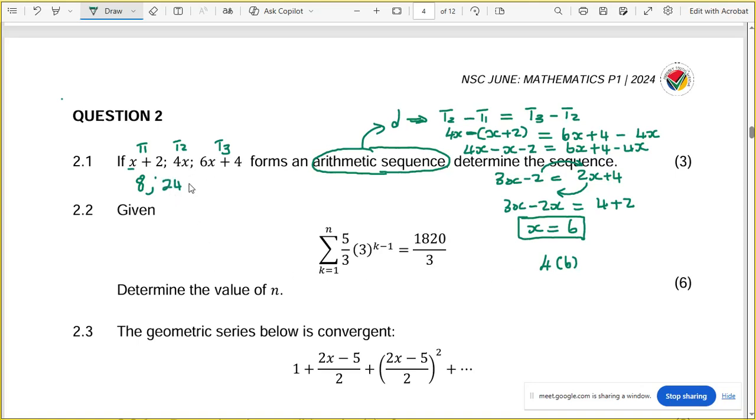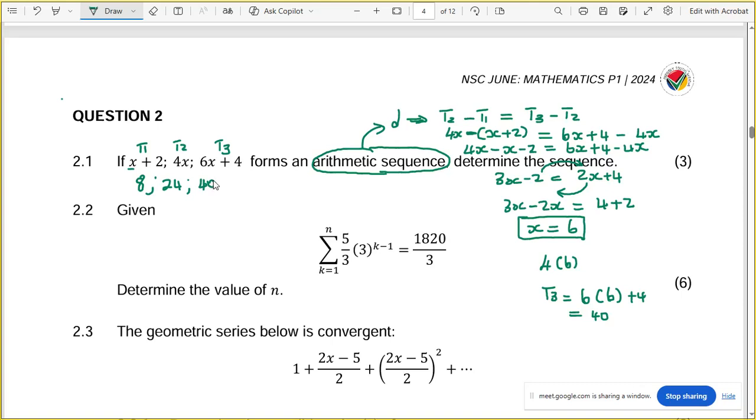Then to find the next one, 6x, T3 will be 6 times x, which is 6 times 6, that's 36. Then we add 4, this will give us T3 to be 40. So these are the sequence. This is how you collected the 3 marks. Are you happy with that? Yes, sir. Should we move to the next question?